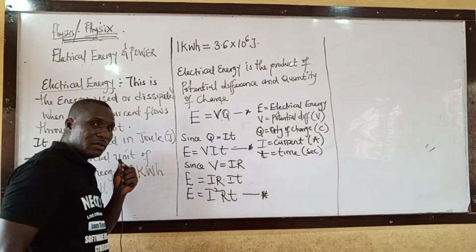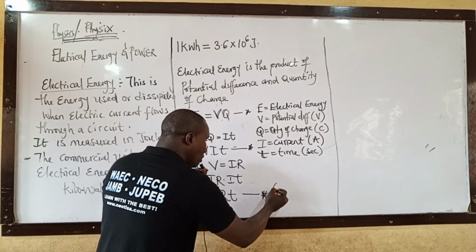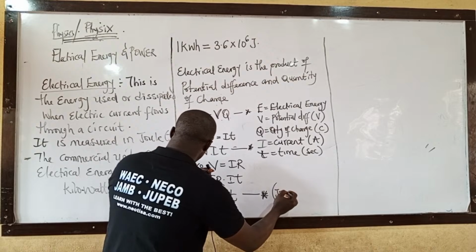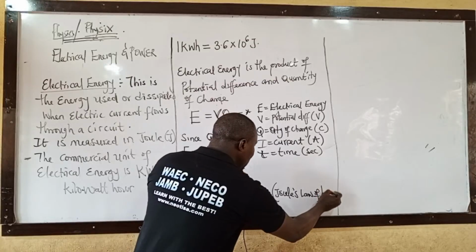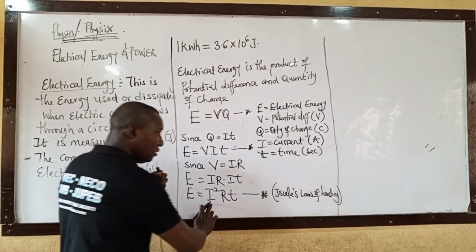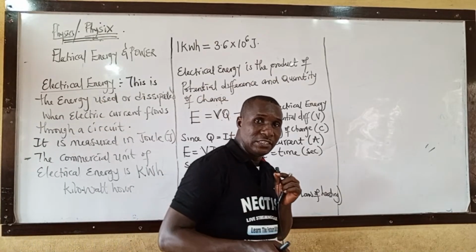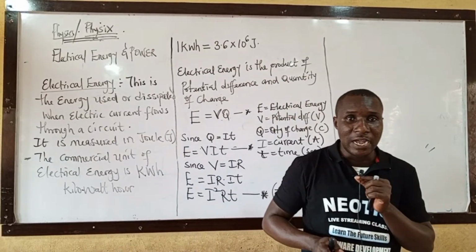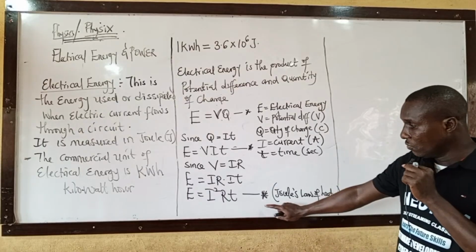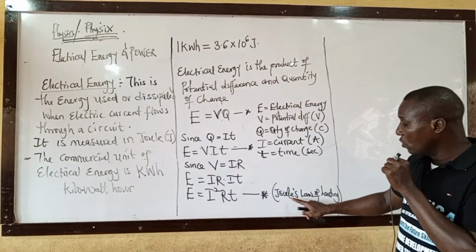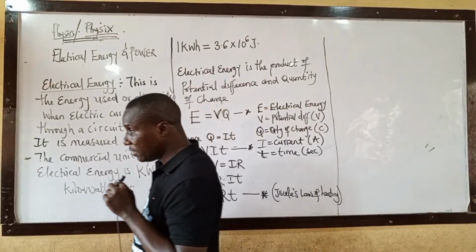Take note of this formula. This third formula is known as what? Joule's law of heating. I will still give you Joule's law of heating formula. It is there in your past questions. It came out in 1992 JAMB, 1978 JAMB, 1981 JAMB, 2023 JAMB, and 2024 UTME. This particular formula is known as Joule's law of heating. I will still explain. Please write it down.